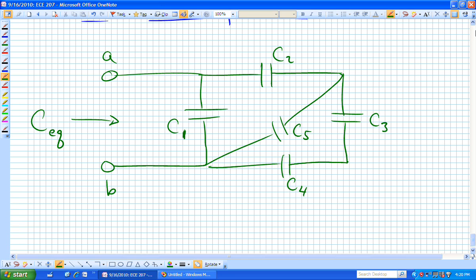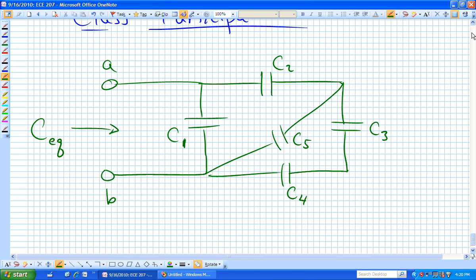So now when you go home you can replace all those C's with R's and say what's my equivalent resistor to study for exam number 1. But for exam number 2 you can do this problem. So you should be able to do it now based on what we've talked about so far.